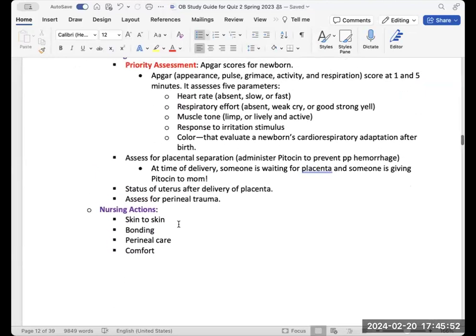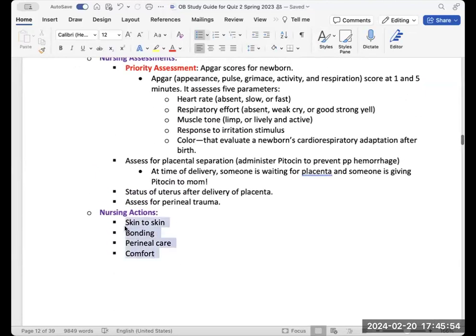So during this phase, right, baby's born. So we want skin to skin with the mom. We want bonding. We want perineal care because they might have pooped and they might have had all these other problems, right? And comfort.